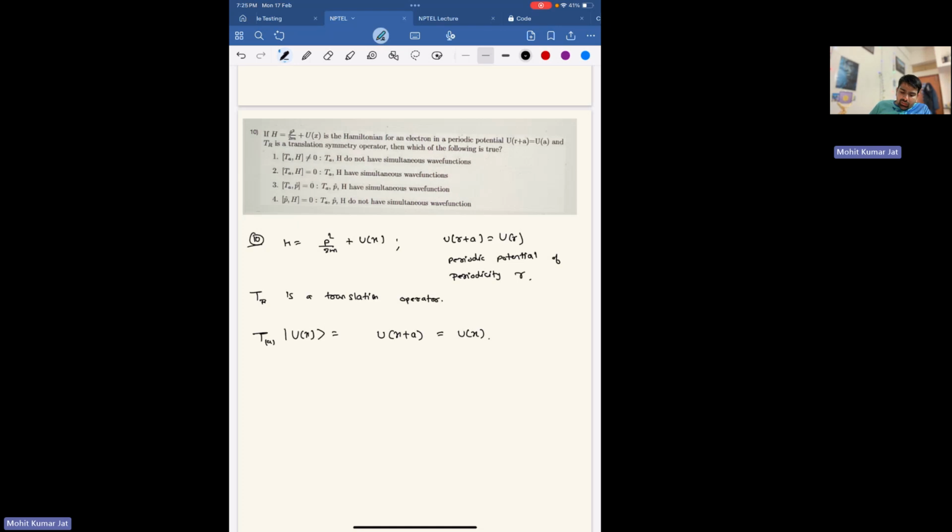So the first question says T_a and H are not commuting, do not have simultaneous wave functions. So we have to first see whether they commute or not. So the T_a and H commutation will be T_a H minus H T_a, operating on any function which is psi.